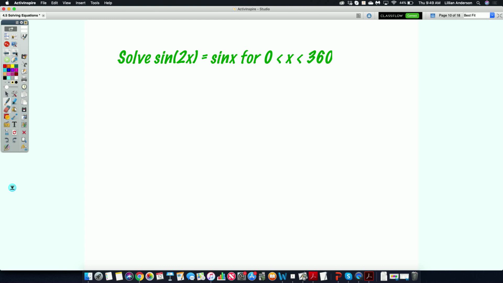what mode? Degrees, 360 degrees. Now, one way that we can solve this, we don't want to adjust our domain because we have a whole other sine x term in here. So that means we're probably going to have to use this identity for sine 2x. What's the identity for sine 2x?